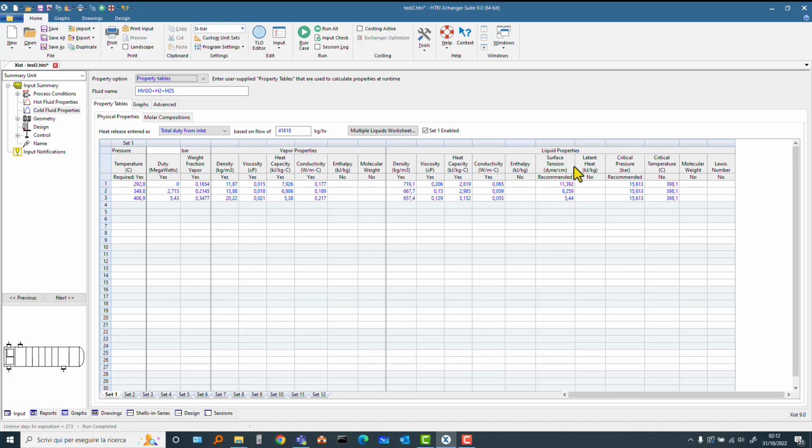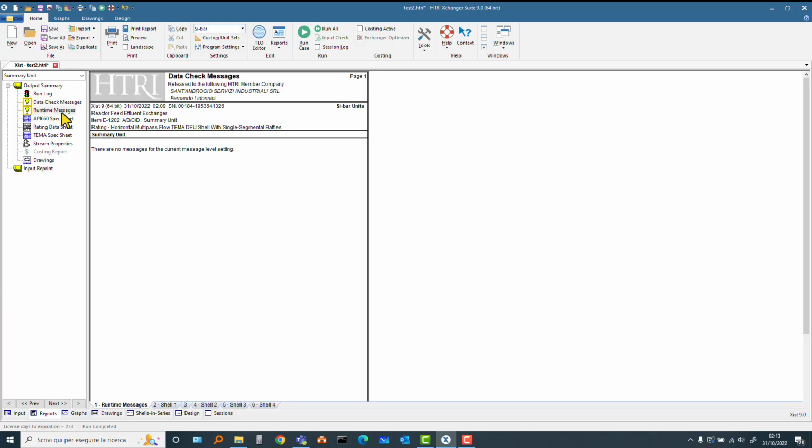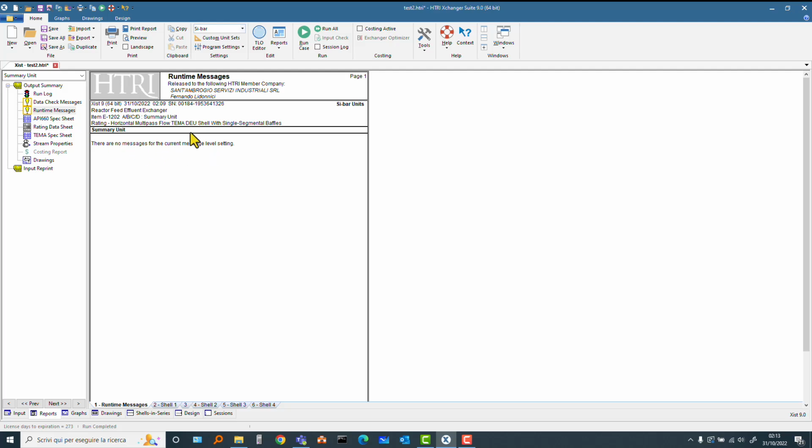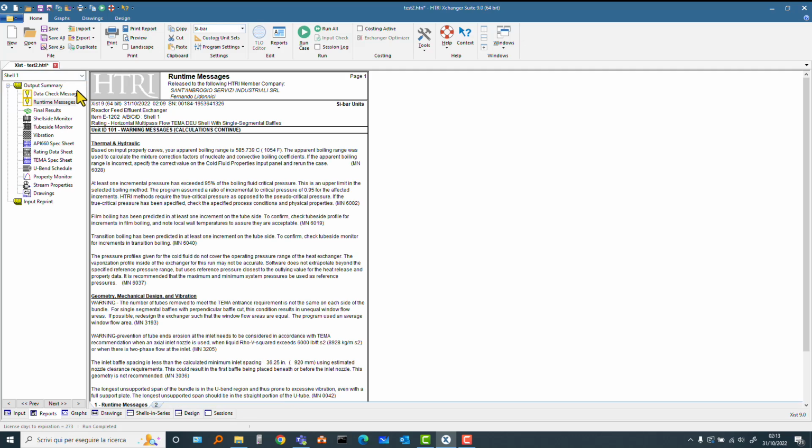This is expressed in dyne per centimeter, and it has been given. The only problem here is that we have a single curve, but generally speaking, we should have at least a couple of curves. Let's look at the warning. Maybe the program realized this, and so under reports, runtime messages, no runtime messages for the summary unit, but possibly for the shell.